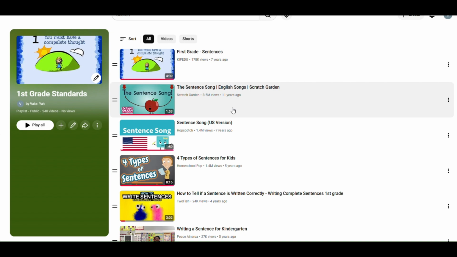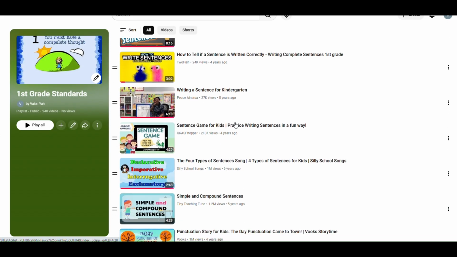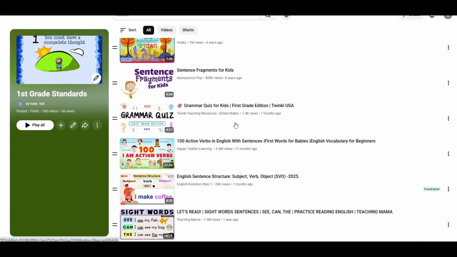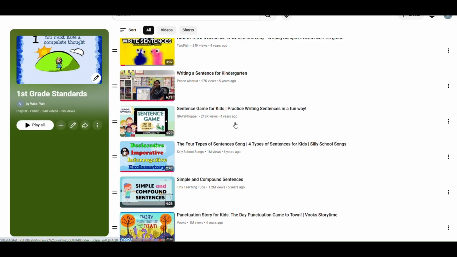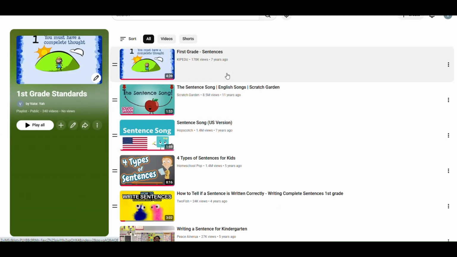So if they're getting used to writing or spelling, then don't be afraid to make sure that they really hone in on those skills before pushing them to first grade, because these standards kind of get up and moving after this. But before I get ahead of myself, here are the standards.